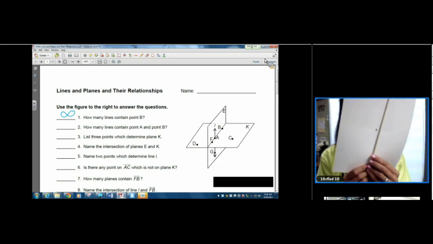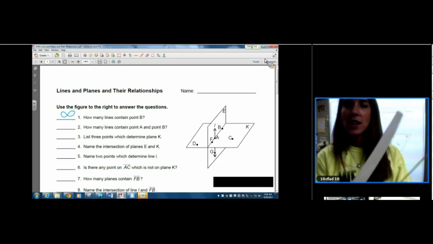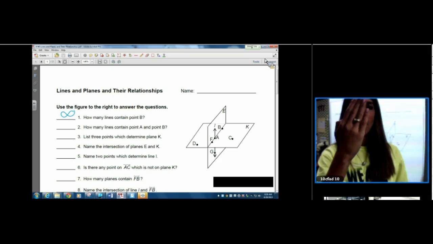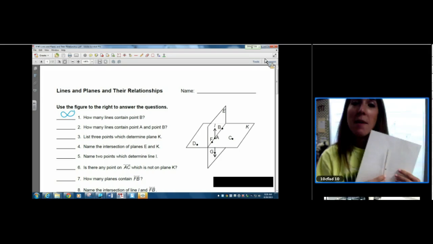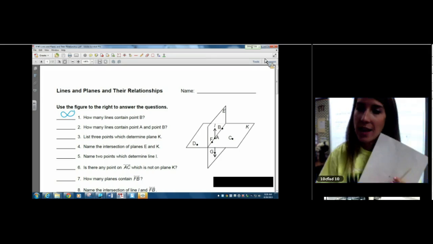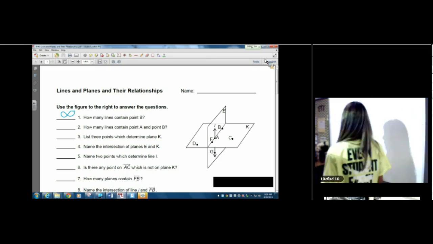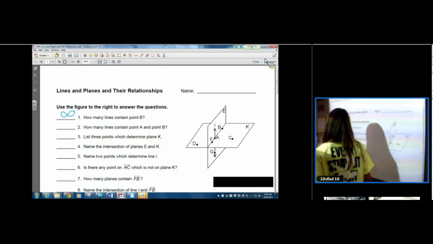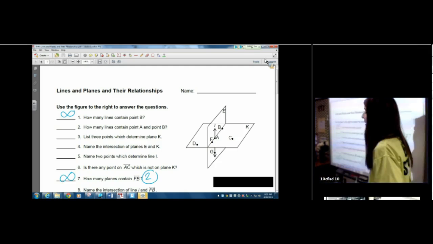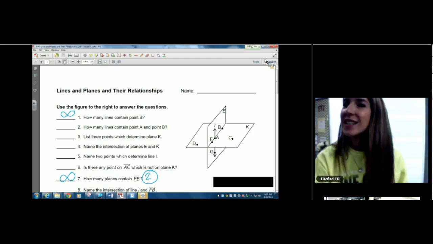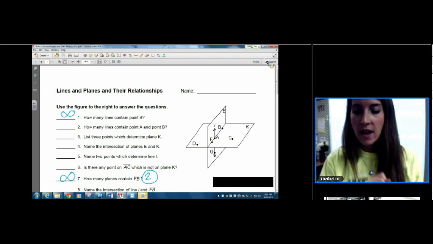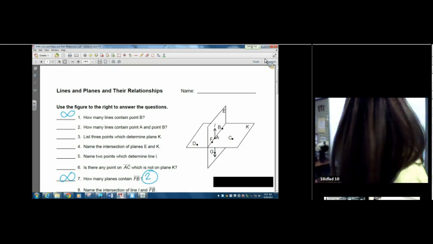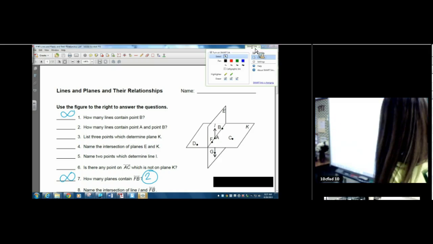So here's 1, 2, 3, 4, 5. I could keep rotating it around that line. I could still contain this line, and I could make an infinite number of planes. So that's why that one is infinite as well, because a line has 2 points. And 2 points does not define a plane. It's not enough points to define one plane. Infinite planes.